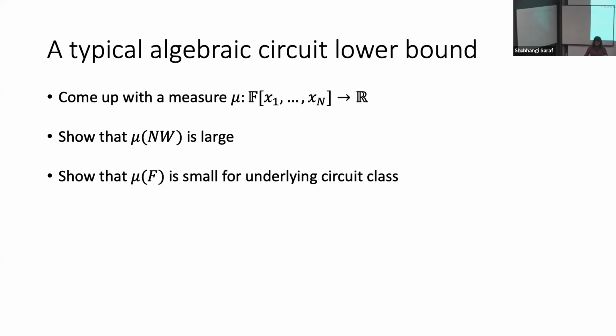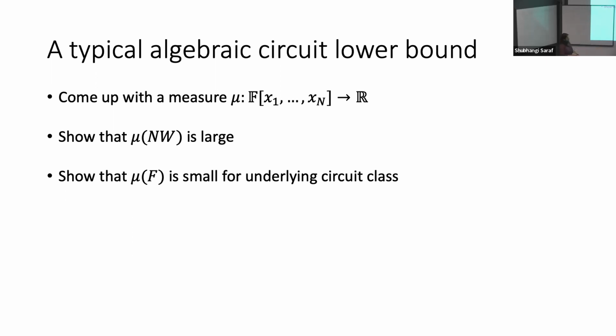Okay, so I have a few minutes left. Let me say a few words about the proof, what goes into proving these lower bounds for the Nisan-Wigderson family. I think the techniques are a variation on the partial derivative technique, which has been used in most of these lower bounds in the past.